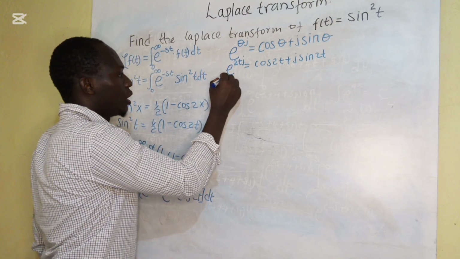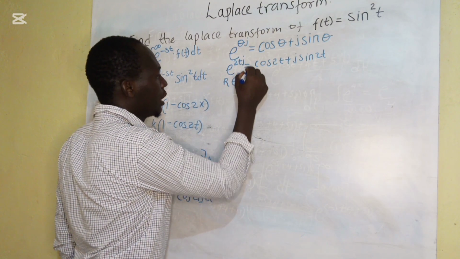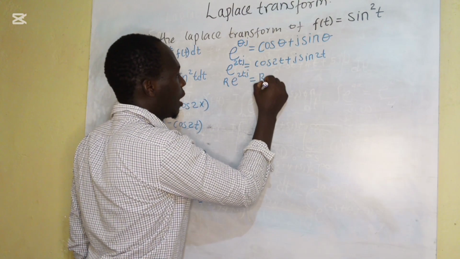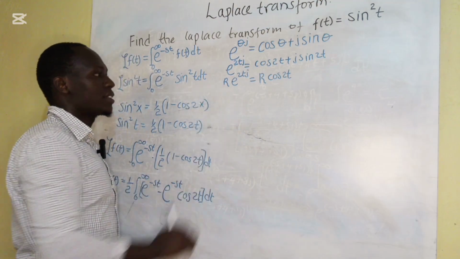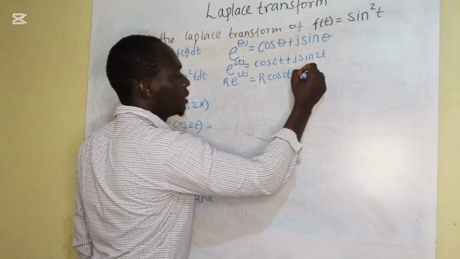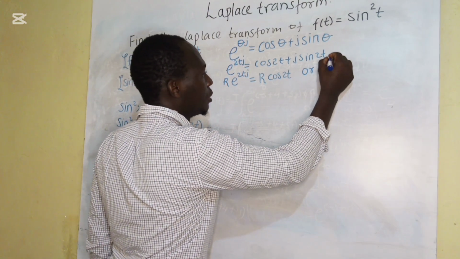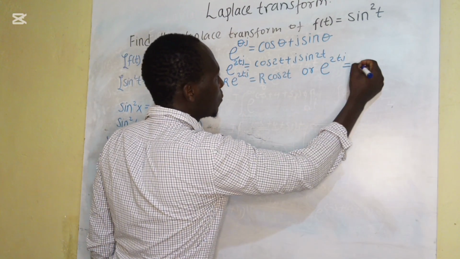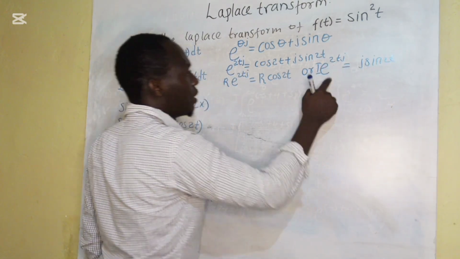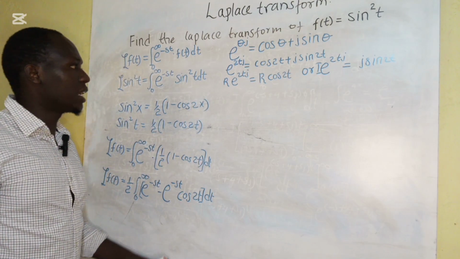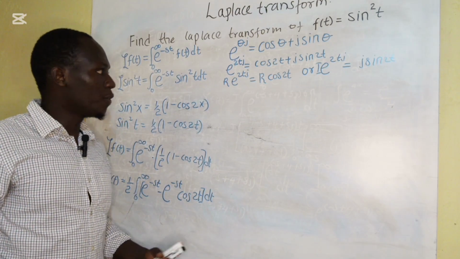At this point, we can say r exponential 2tj is equals to r cos 2t. R stands for the real side. On the imaginary side, we can say exponential 2tj is equals to j sine 2t. This one stands for the imaginary side, and our first function here stands for the real side.